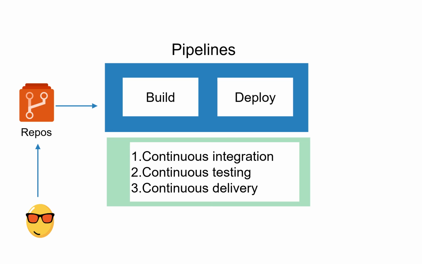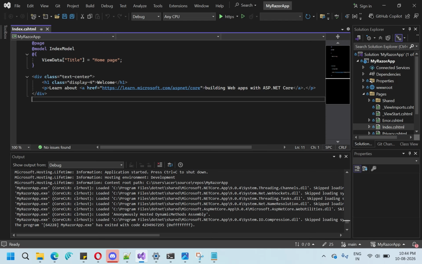Just like how water is flowing through a pipeline, there are various steps, right? Step 1, step 2, step 3, and finally it reaches you. Similarly, in the application development lifecycle as well, there are various steps such as continuous integration, continuous testing, and continuous delivery.